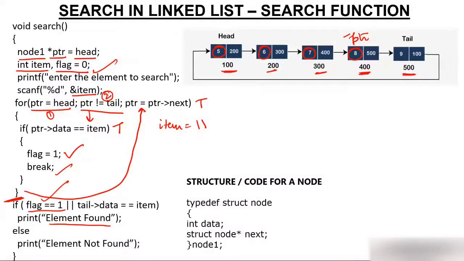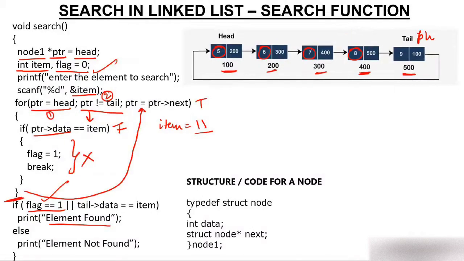Fine. So you will move inside and you will check PTR data. What is PTR data? 8. Is it equal to item? What is item now? 11. No. The condition became false. The moment the condition becomes false, I'll not move inside the if block. I'll again go and increment PTR. PTR will have the new value PTR next. What is PTR next? 500. PTR will now come to the tail.